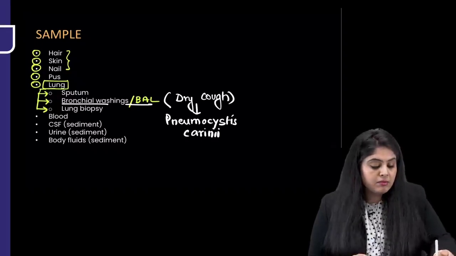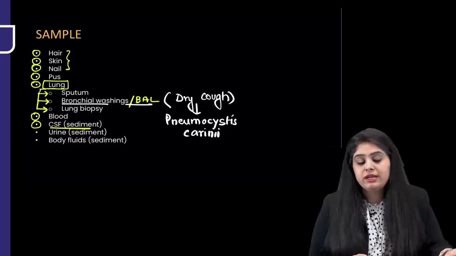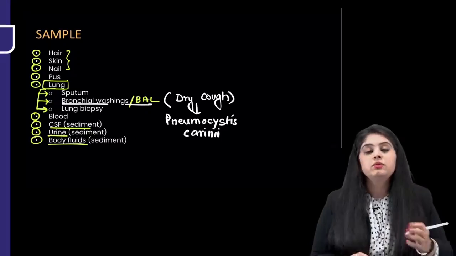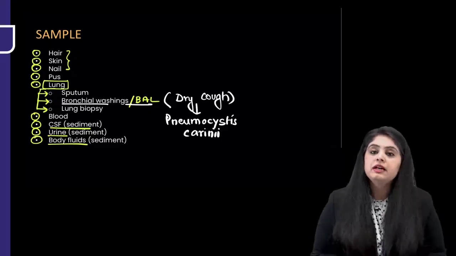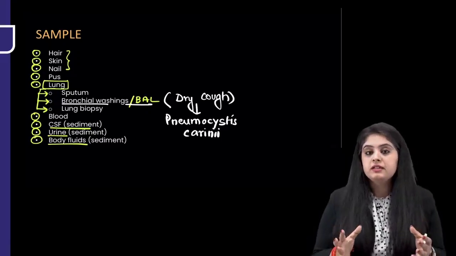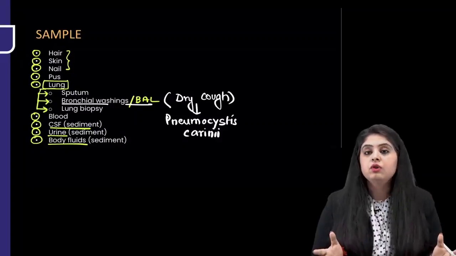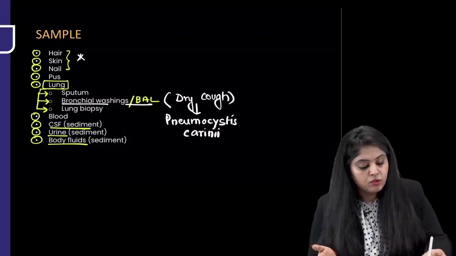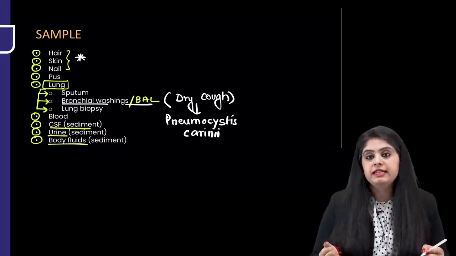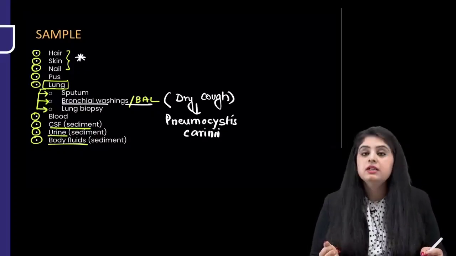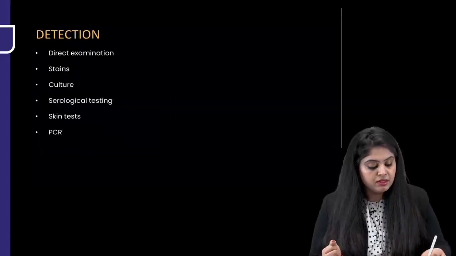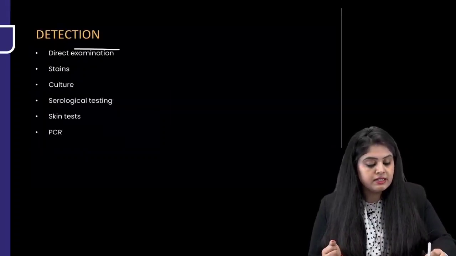Other than that, there can be blood sample. If there's a meningitis case like cryptococcal meningitis, you'll get a CSF sample. If there's urine or any body fluid involvement, you'll get a sample accordingly. So all said and done, what we mean by this is that depending on the site of or the organ affected, you are going to get the sample. But yes, repeating, some of the most important samples will be hair, skin and nail. Moving forward, what are the different techniques by which we do the detection? So please remember, the first one is going to be the direct examination.